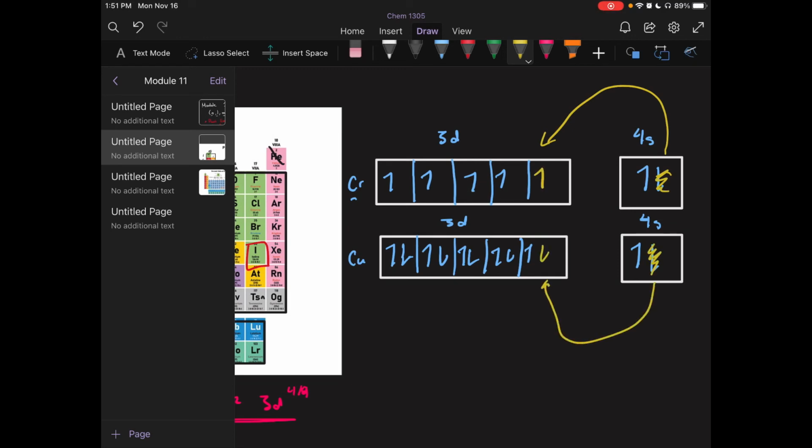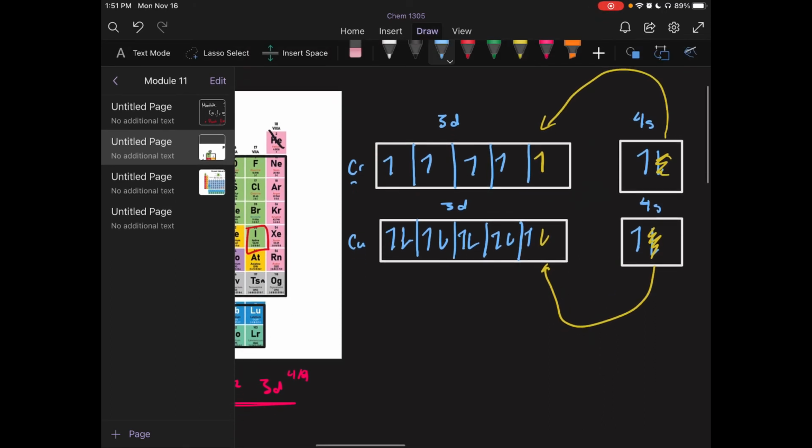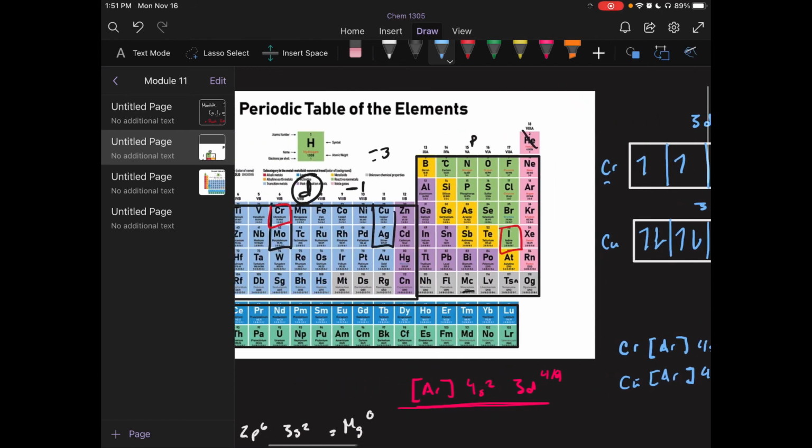So just remember, for chromium, this makes our electronic configuration Ar, 4s1, 3d5, and then if it's copper, Ar, 4s1, 3d10, right? Because it really wants this lower energy filled up as much as possible if it can. All right, so that goes over electronic configuration.